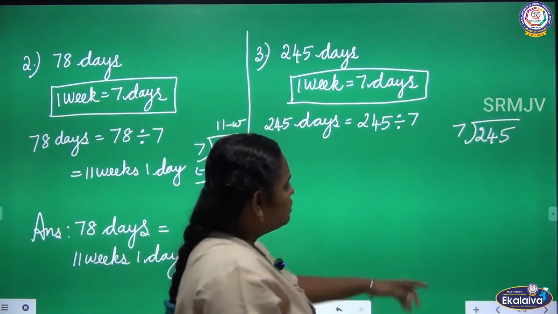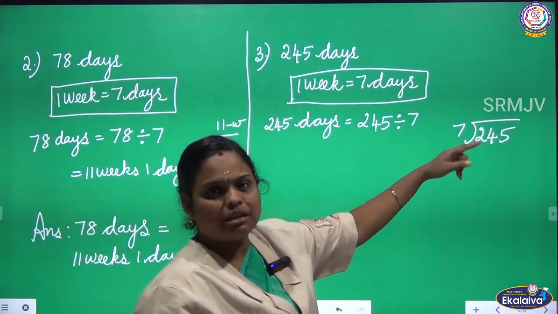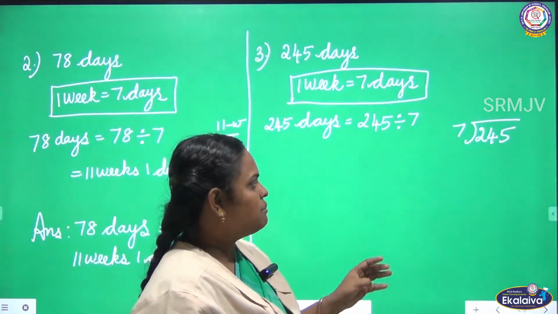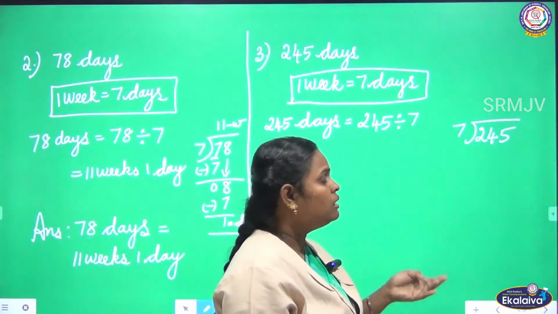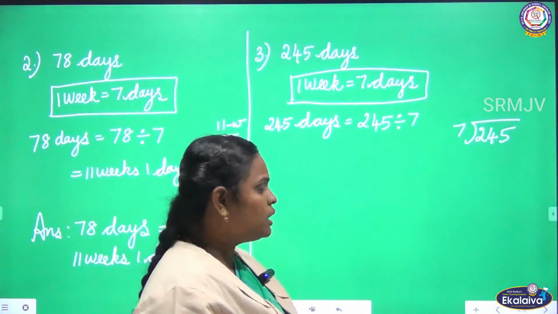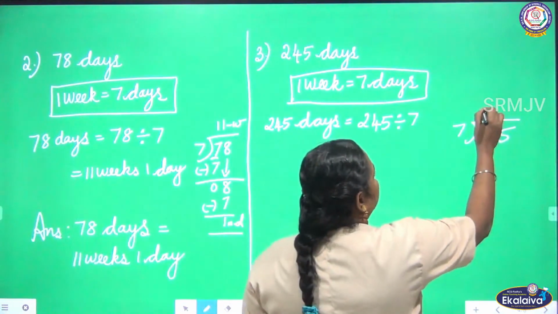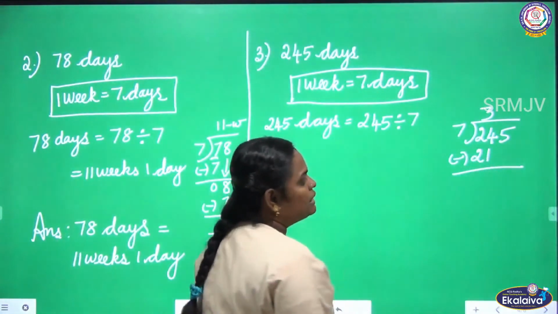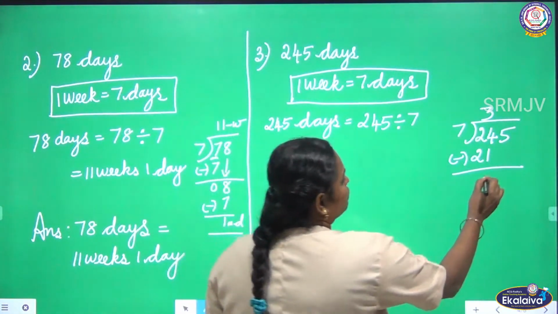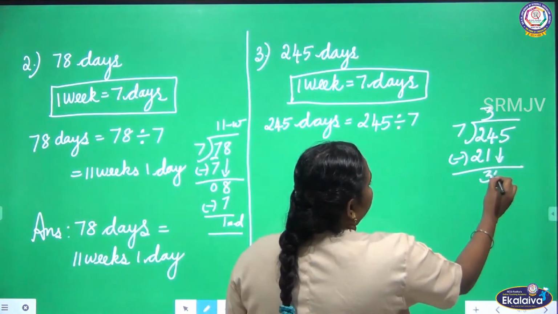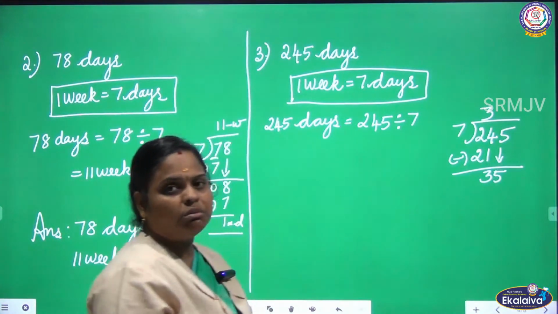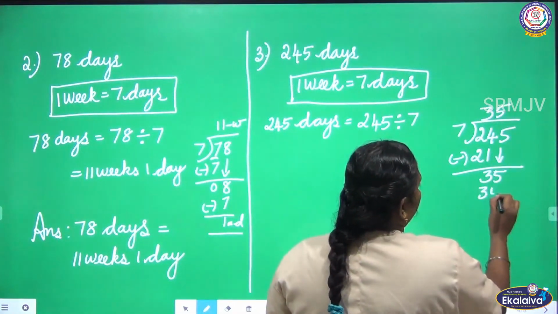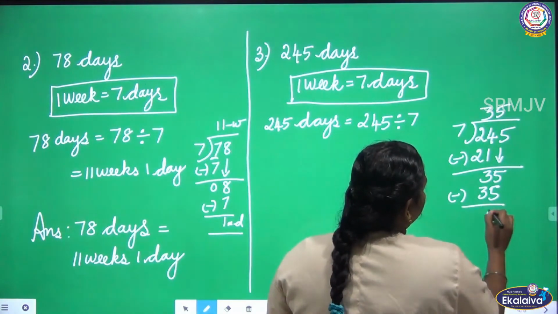So listen, 2 we can't take because it is less than the divisor. So we'll take 24. So tell me in 7 tables, 7 ones are 7, 7 twos are 14, 7 threes are 21, 7 fours are 28. So we'll take 7 threes are 21. If you subtract, 4 minus 1 is 3, then 2 minus 2 is 0, next we will carry 5. So 35, how many times children? 5 times. So 7 fives are 35. So 35 minus 35 is 0.